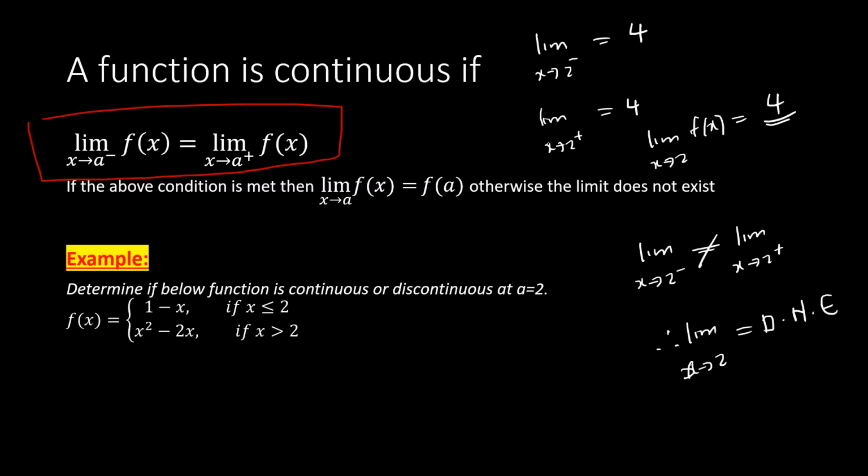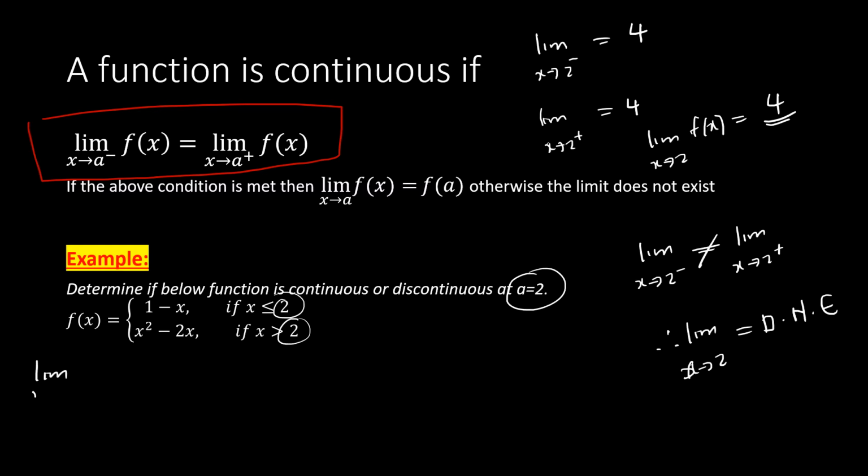Here's an example we have here. They said determine if the function is continuous or discontinuous at a equals 2. A equals 2 is the same as saying x equals 2. So what do we know? We have two functions. One function is the left side of a, which means x approaching 2 from the negative side because it's less than 2. The other one is from the positive side. You see? So this is what we are going to do.